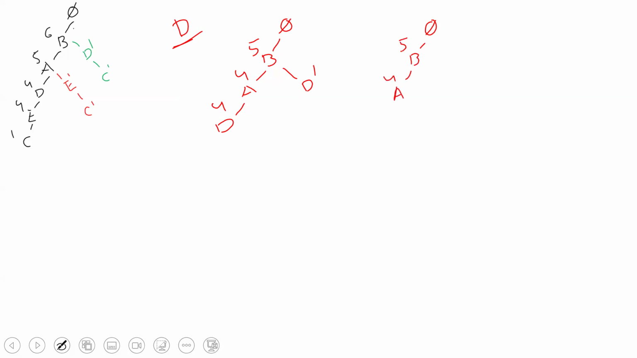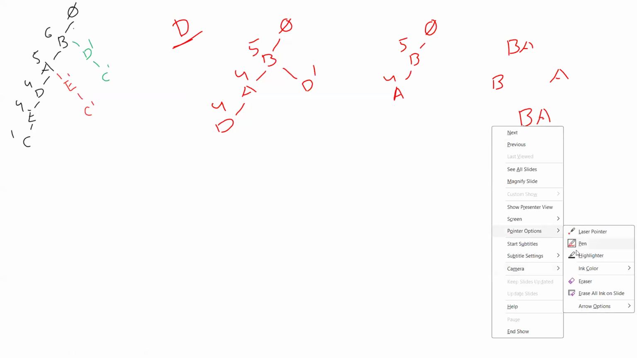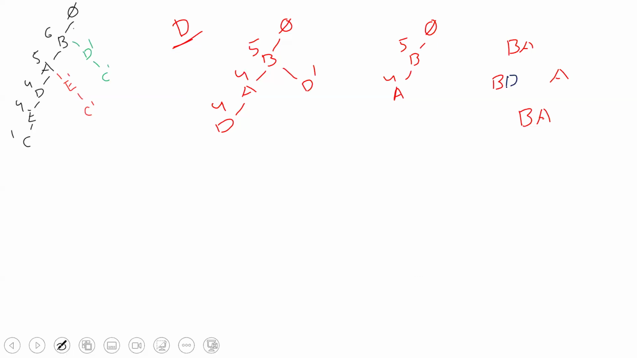Now we got two items, B, A. What are the possible combinations that we can generate from this? It is B, A, and B A. What you have to do at the end is just append D to every possible combination. So now we are appending D to every possible combination. So this becomes BD, this becomes AD, and this becomes BAD.